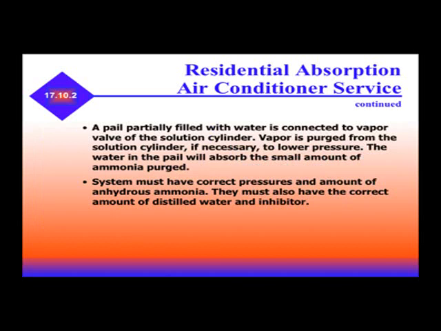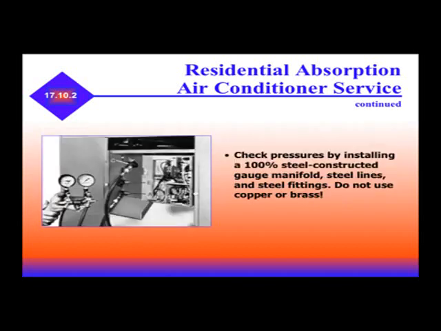The system must have correct pressures and the correct amount of anhydrous ammonia. It must also have the correct amount of distilled water and inhibitor. Check the pressures by installing a 100% steel constructed gauge manifold, steel lines, and steel fittings. Do not use copper or brass.